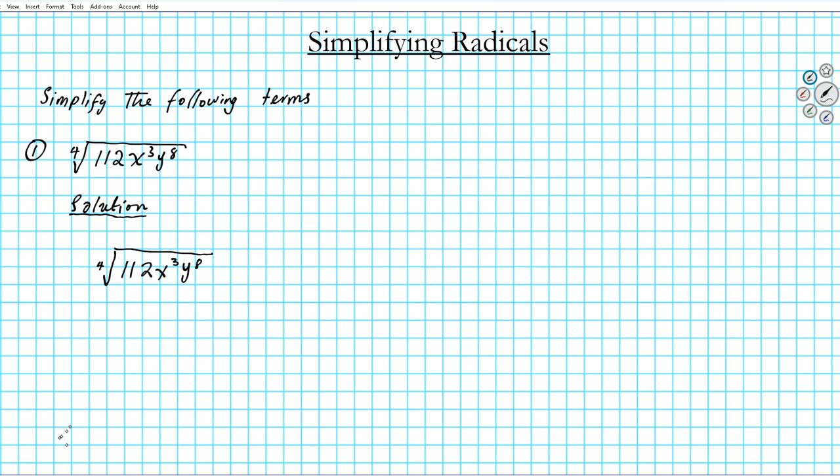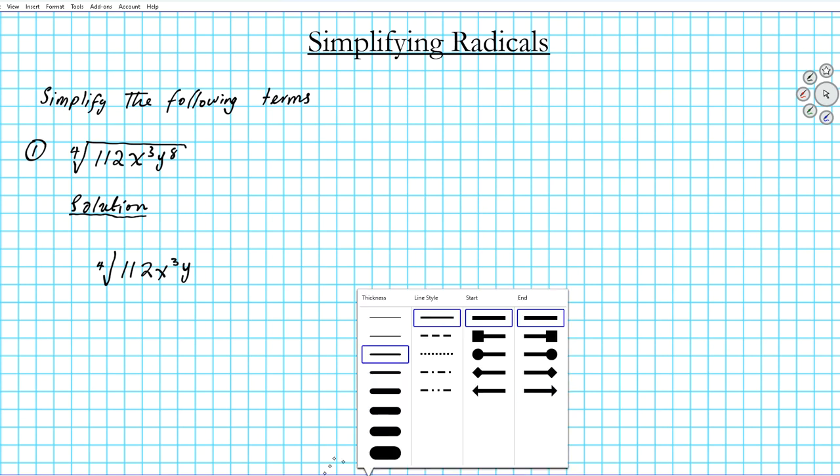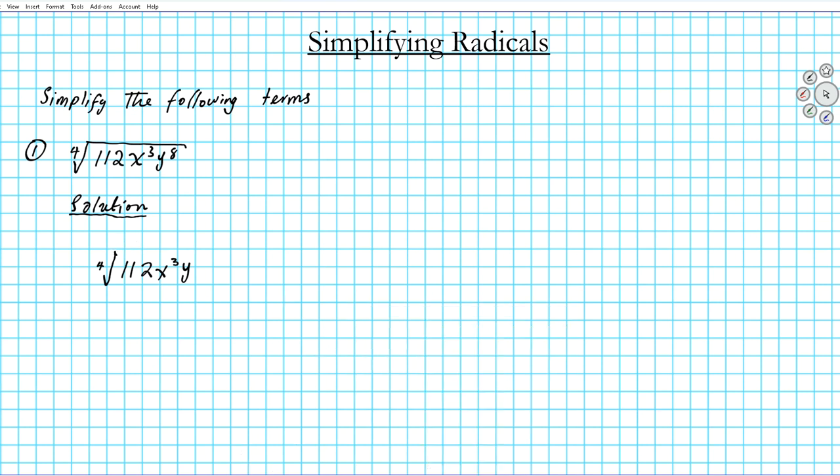Well, to simplify this, we need to pay close attention to the index of the radical. The index of the radical basically tells us exactly how to simplify. So the index here in this particular problem is 4. That's the index of the radical.